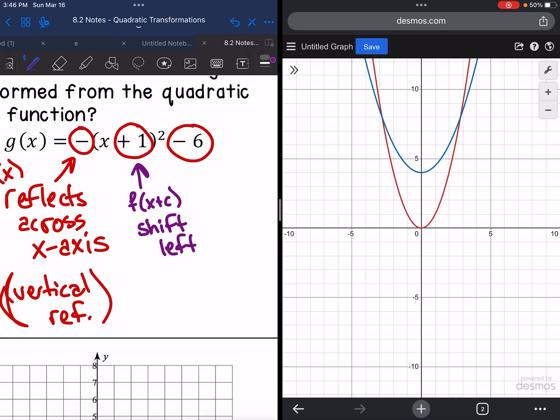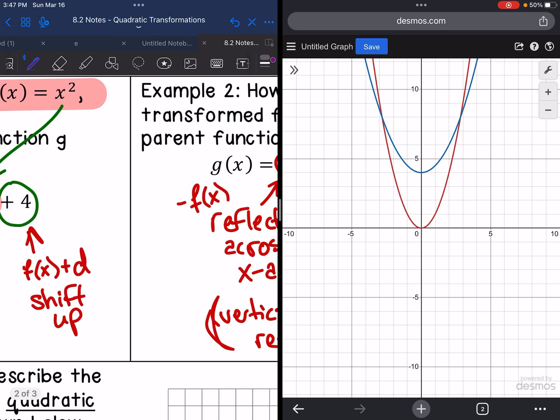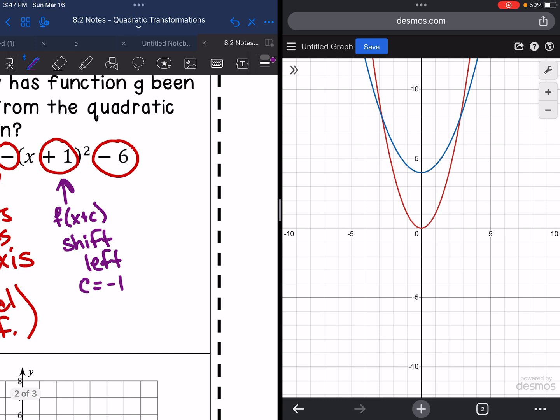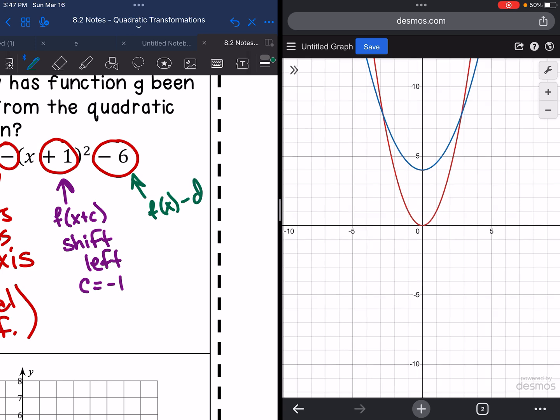And so that means that that value is actually going to be at -1 when I have shifted to the left. So starting from 0 for the parent function, now I've moved over to -1. So that's that horizontal transformation because it was inside the parentheses. And then we've already looked at vertical transformation in the previous one. When we added 4, we shifted up. This time we're subtracting 6, so this is going to shift us down. Okay, so we are subtracting a value. So this is going to shift down. And it's actually going to shift us down to -6, going from 0.